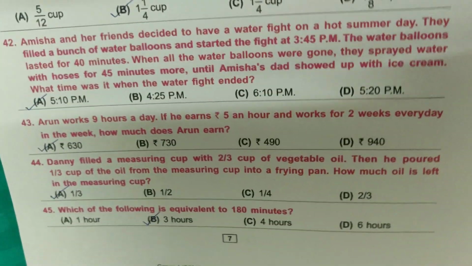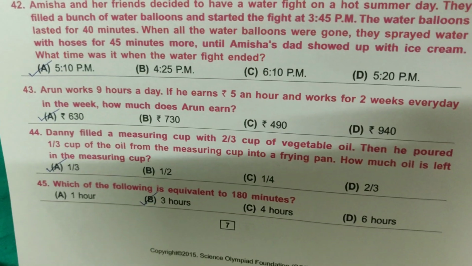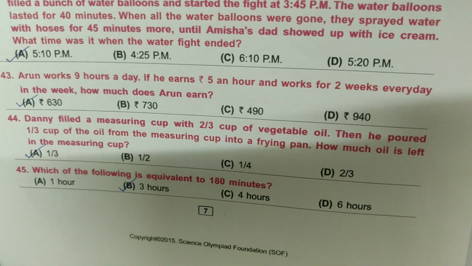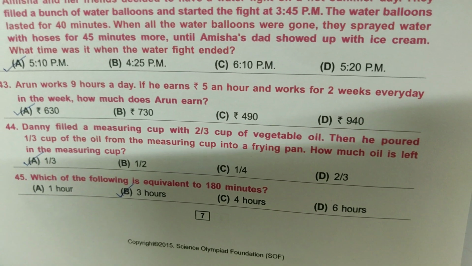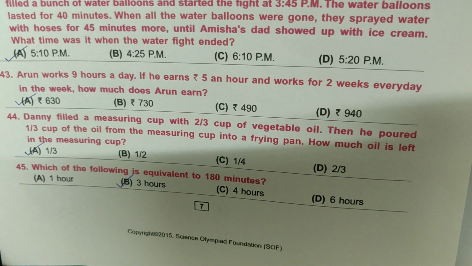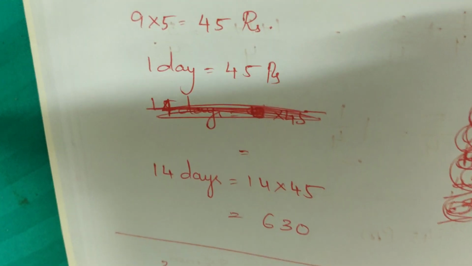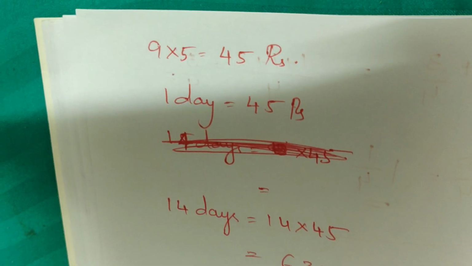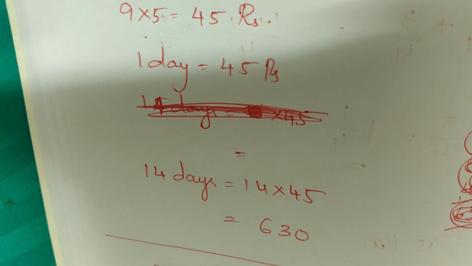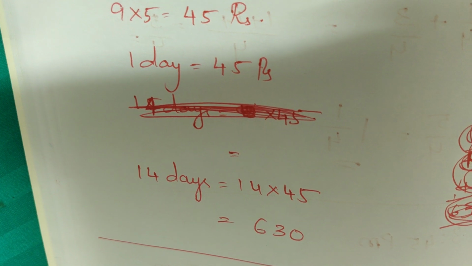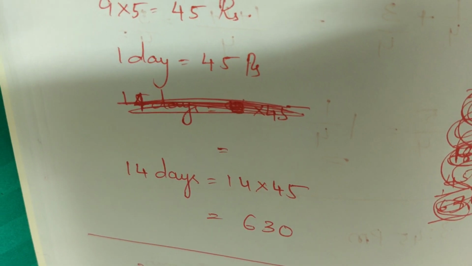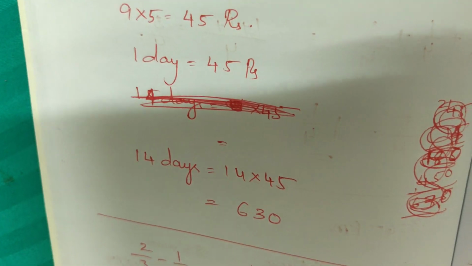Next one. He works 9 hours a day. If he earns ₹5 an hour and works for 2 weeks every day in the week, how much does he earn? 9 into 5, 45 rupees for 1 day. 14 days, 14 into 45, that equals 630. And that is 630 rupees.